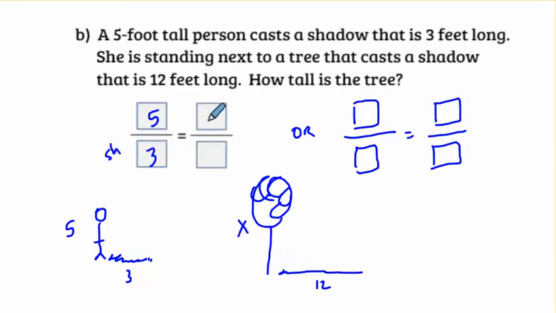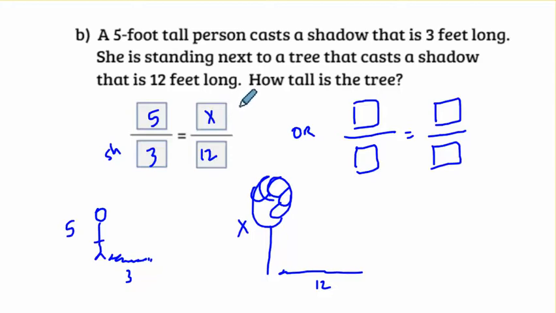So when I come over on this side of the proportion and I have an X and I have a 12, I remember, oh yeah, the 12 is the shadow. So that needs to go down here. And the X is going to come up to the top.